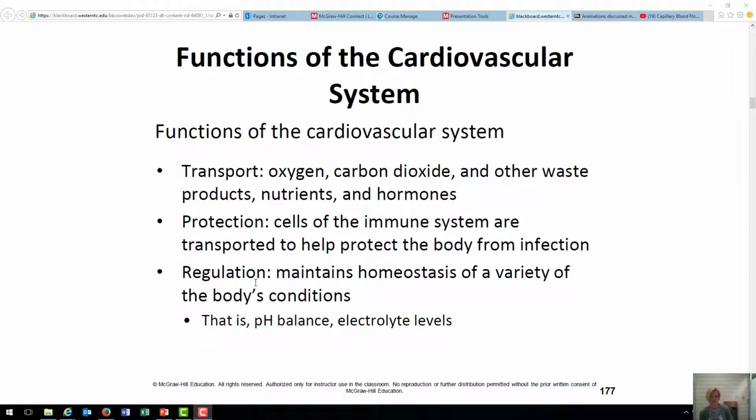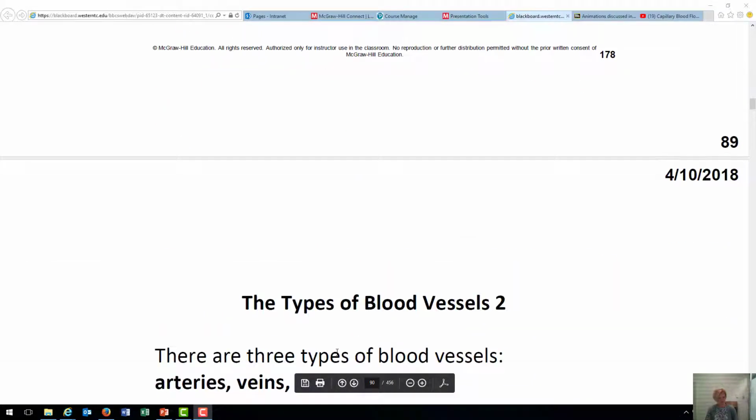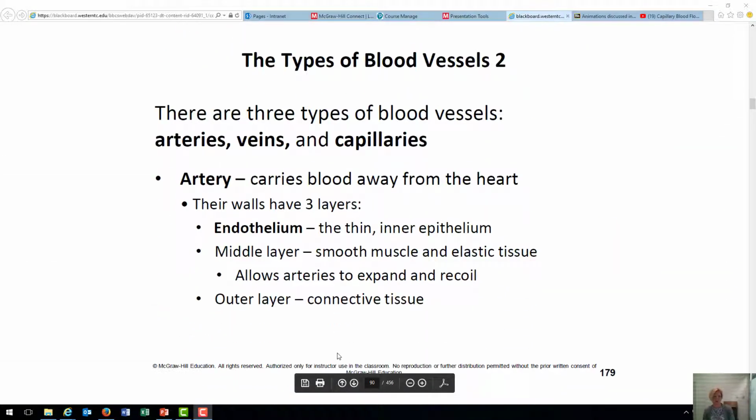And then regulation is another important function of the cardiovascular system. Because of the blood that it transports, it is able to maintain pH balance and electrolyte levels. Remember, electrolytes are things like sodium ion, potassium ion, magnesium, chloride, all those ions we bring in through the different foods we eat, and those are transported by the blood. So very important for maintaining homeostasis is to have this ability to transport these important substances throughout the body to maintain homeostasis.